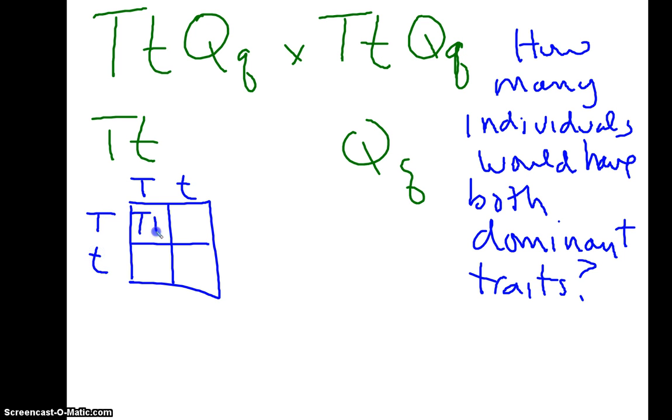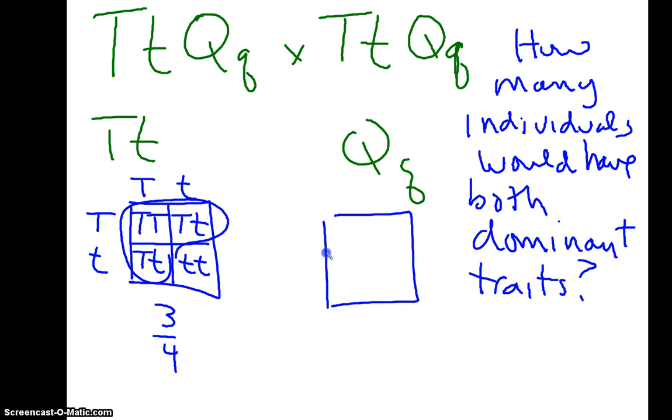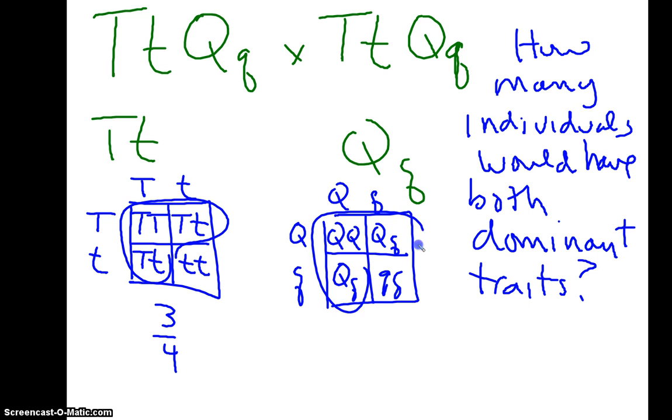So now if we fill in, what percentage of the offspring will provide a dominant trait? Well, there are 3 out of the 4 offspring that will provide that. Now let's look at the Q. And it's going to be the same situation for the Q if we set up a Punnett square, because both parents are heterozygous. We have 3 out of 4 individuals that will express the dominant trait.